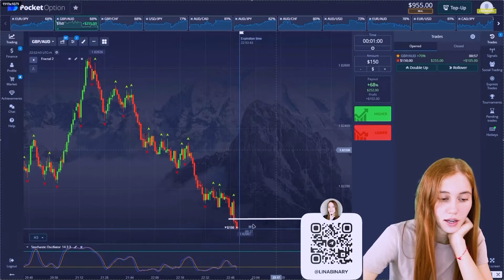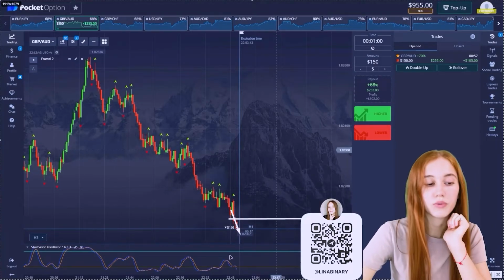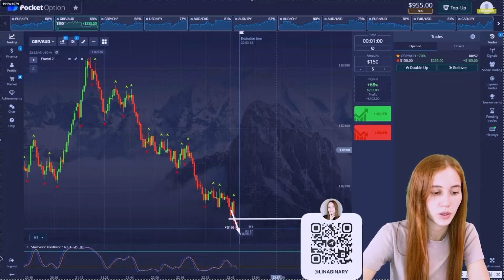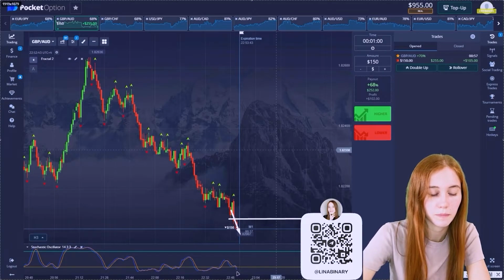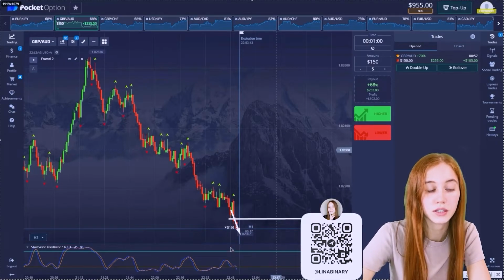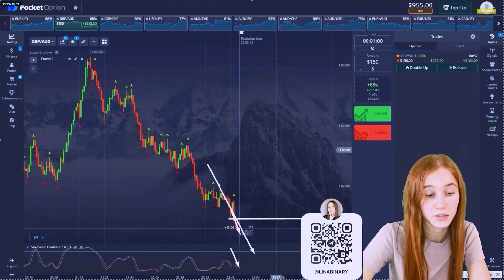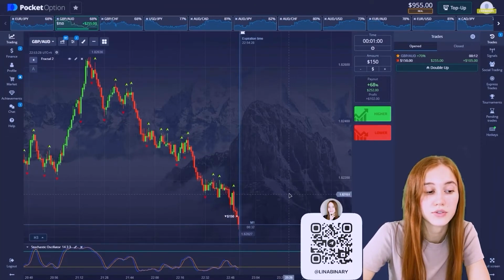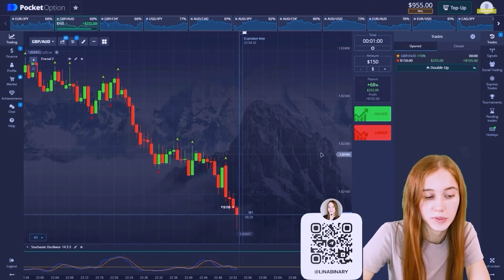Let's look at the stochastic. It shows the red prevails over blue. We also started to go below the 20 value zone. That also shows a decline in the trend. Let's see, we see that there's indeed a strong drawdown. The chart is decreasing, moving up and down.